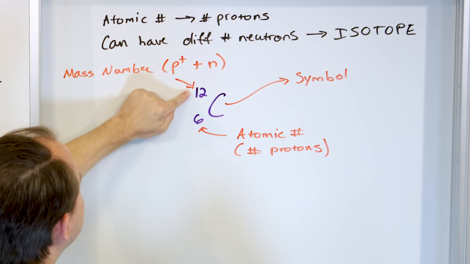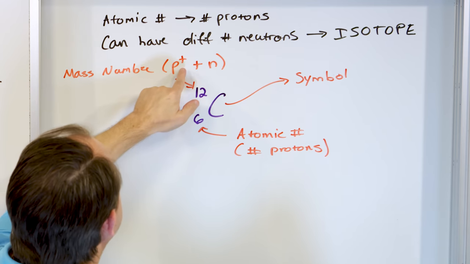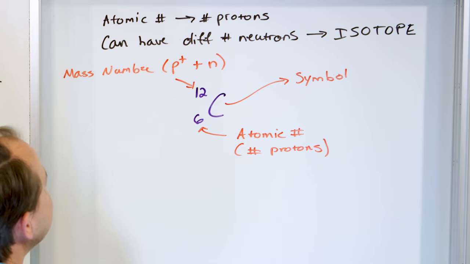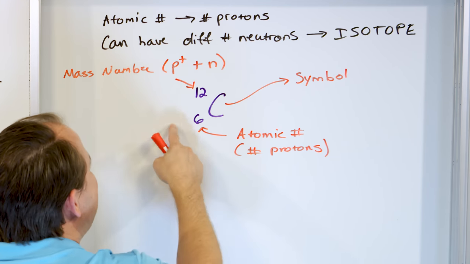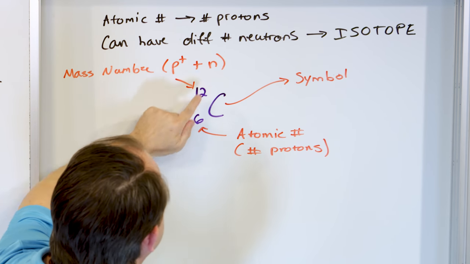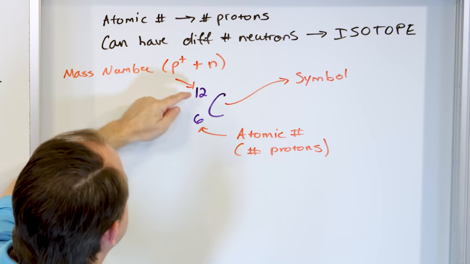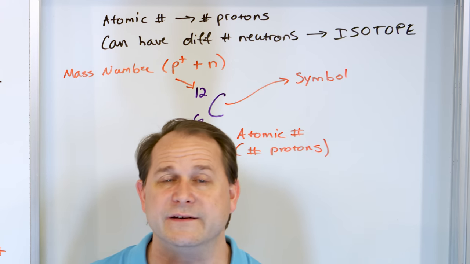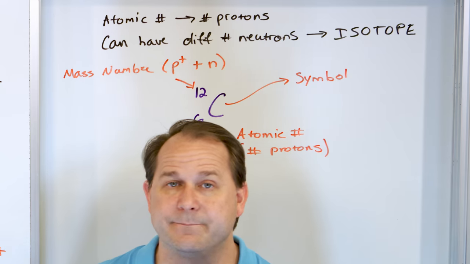And then this is called a mass number, which is the addition of the protons, which is already written down here, plus the neutrons. So you can indirectly figure out how many neutrons this thing has, because if this number is protons plus neutrons, and this number is protons only, if you subtract them, 12 minus 6, it means you have 6 neutrons in this atom, okay?